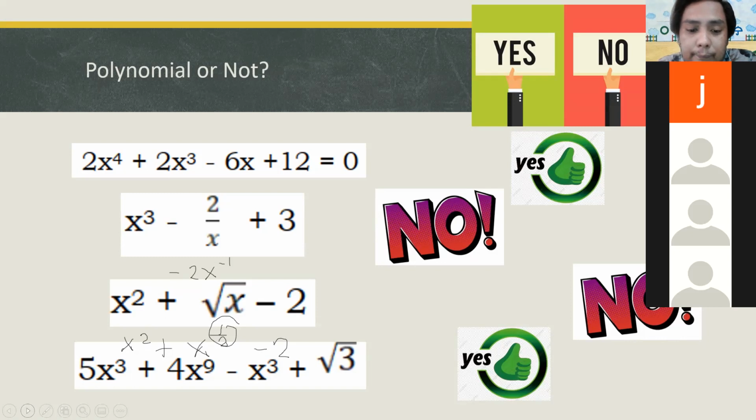Clear po tayo doon? Okay? Yes, sir. Opo, sir. Okay po ha. Kapag ang number lang ang nasa loob ng radical sign, that is still considered as a polynomial. Pero pag ang ating variable ang nasa loob ng square root, hindi na siya nagiging polynomial. At least malinaw tayo doon.